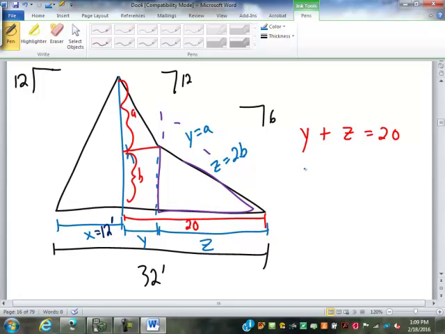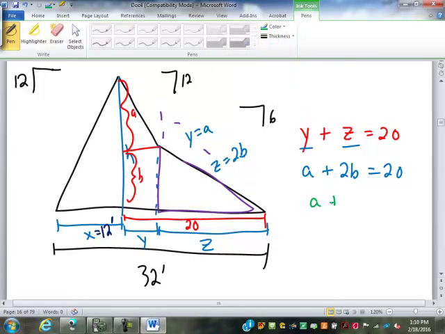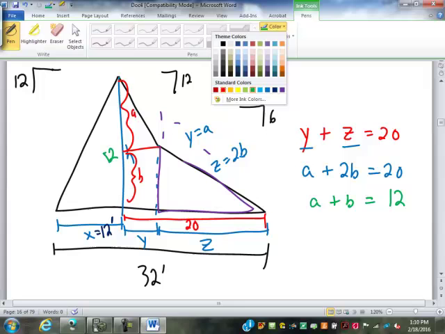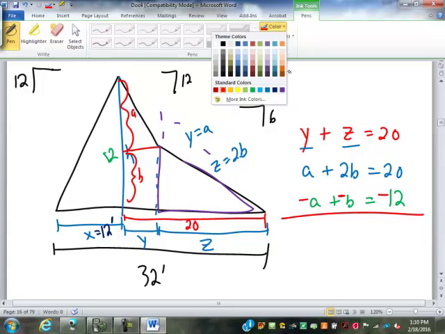Okay. So a plus 2b equals 20. We just replaced y and z, correct? Yes. We also, however, know that a plus b equals 12, because h is 12. We found this. If I multiply this bottom equation by a negative 1, that's now negative a, negative b, and negative 12. And I add the columns.